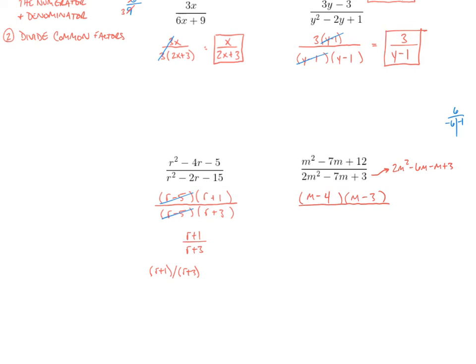And then from there, I can rewrite this as 2m times m minus 3 minus 1 times m minus 3. So my factors are 2m minus 1 and m minus 3, and now I can divide common factors. So completely simplified, that's m minus 4 over 2m minus 1.